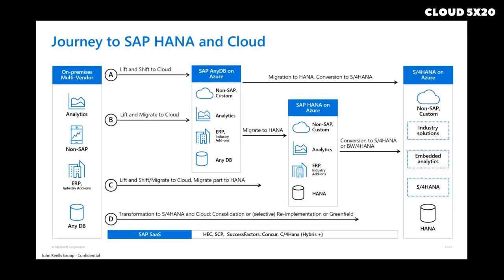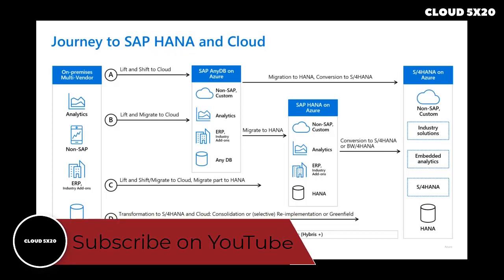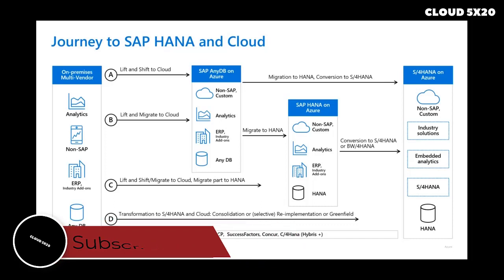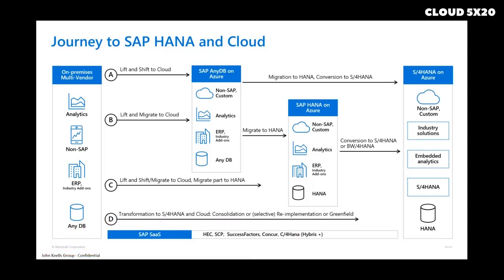Option A is known as lift and shift. Generally, when we use this scenario, it means that you have an existing environment running on x86 architecture, and you could just move that to the cloud, because on the cloud you're also running on x86 architecture. Okay. The second option is lift and migrate.